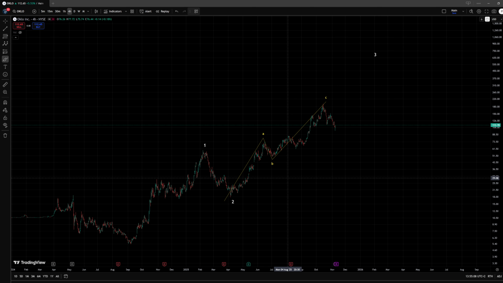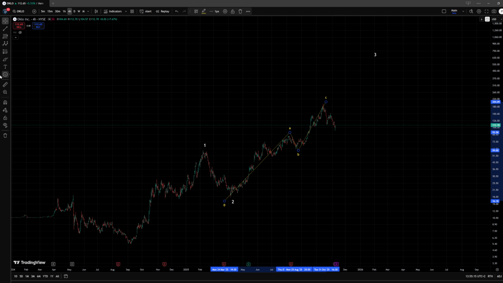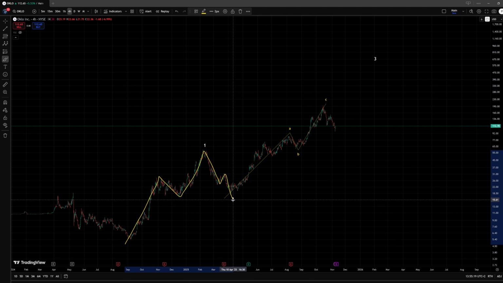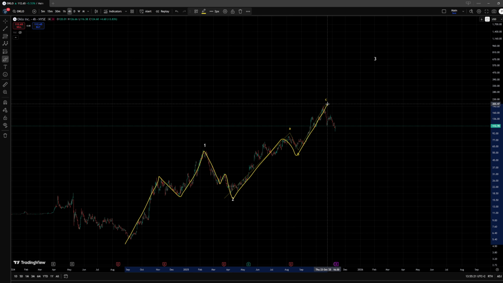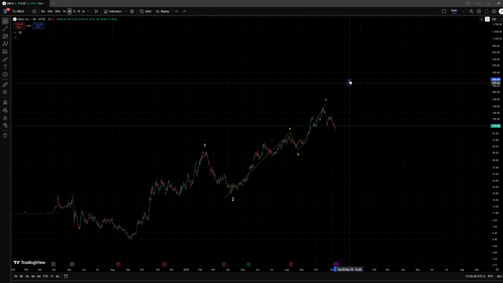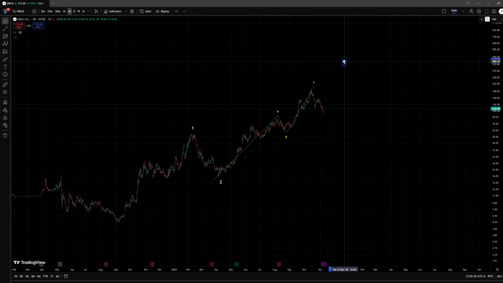And within this pattern, we don't really have this count as an ABC apply anymore. We need to shift it slightly, where we are tracking here an ABC in a wave 1, ABC in a wave 2, and ABC in a wave A of a larger wave 3 to the upside. I don't believe that we have already reached the actual target for the wave 3.